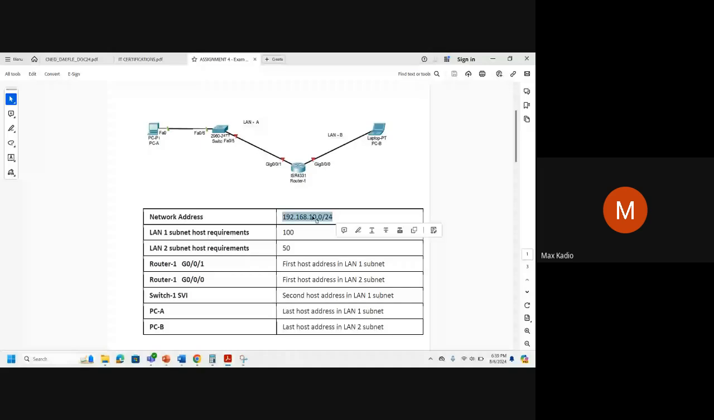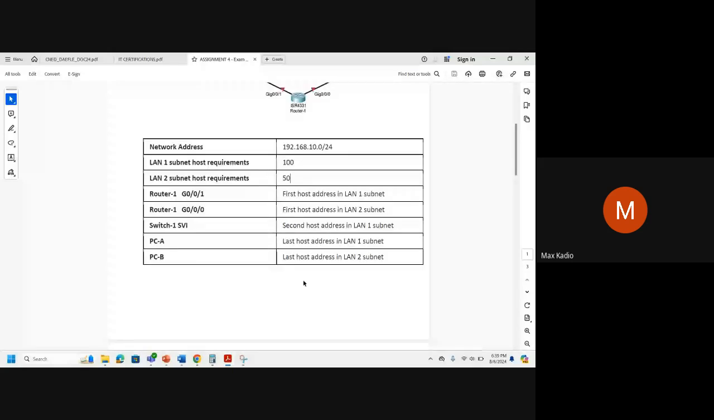We have a network, and they say for this LAN, we need 100 people, and for the other one, we need 50. So how to do it? It's very simple, exactly like what we did last time.